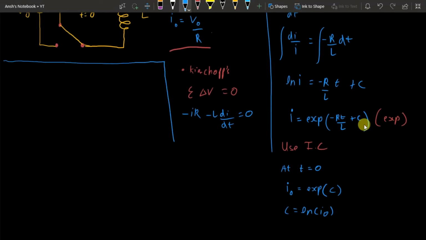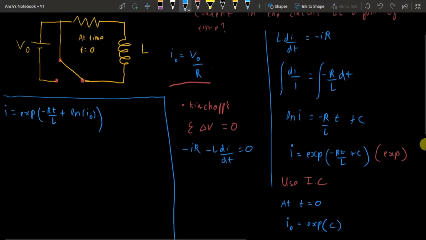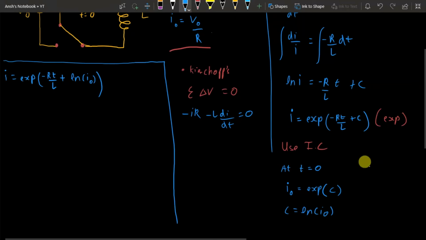So now we have the value of C: I is equal to exponential of minus RT over L plus ln of I naught. We have simply replaced the value of C that we found in this equation and rewritten it here. So if we have e to the power a plus b, we can write it as e to the power a into e to the power b, and e is just short for exponential.